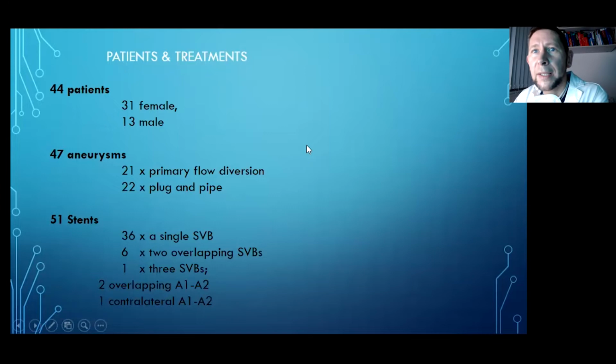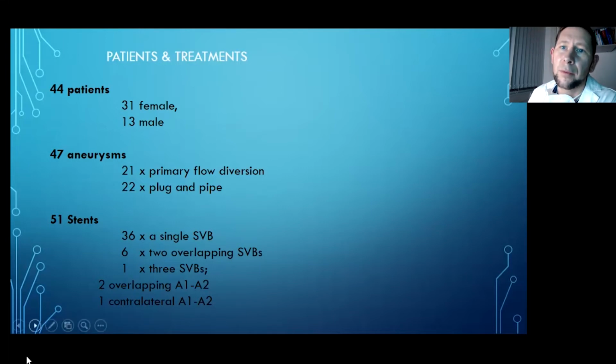In total, we had 44 patients, 31 of them were female, 13 were male. We had 47 aneurysms. 21 had primary flow diversion, 22 were treated with plug-in pipe. So we had a first attempt of coiling, and then we used the Silk Vista baby for the second treatment. In the 47 aneurysms, we used 51 stents.